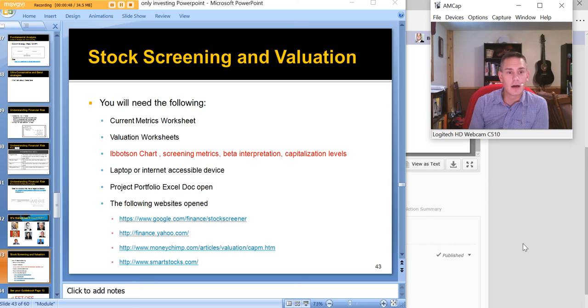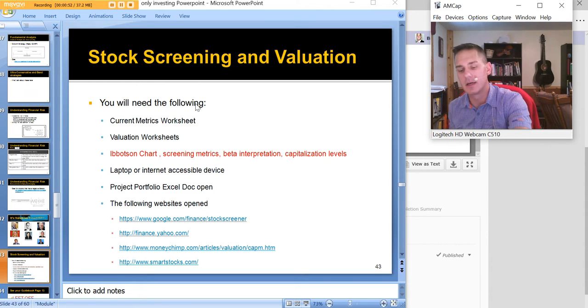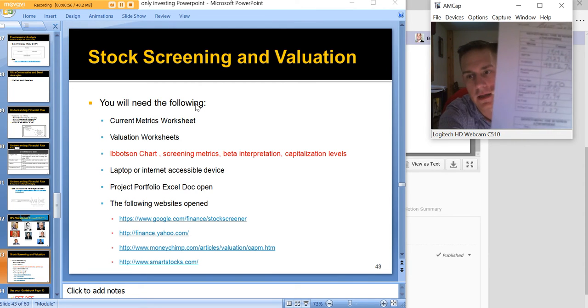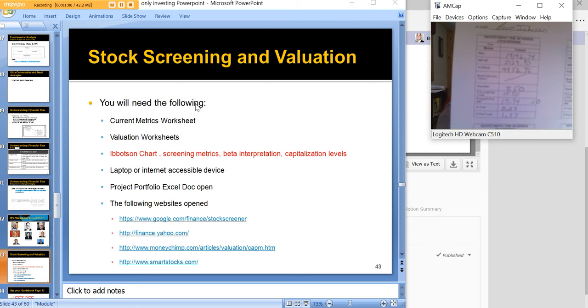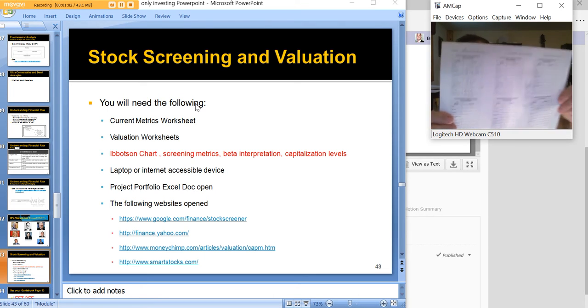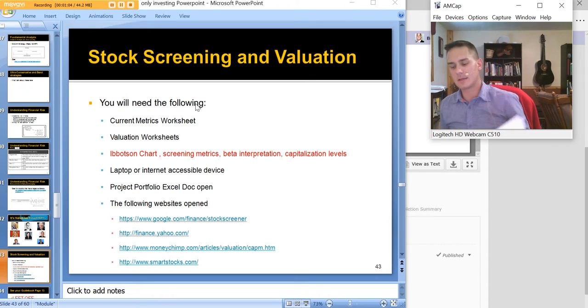You will need, again, that current metrics worksheet, which is the Wednesday after 4 p.m. one. You keep track of that. It looks like that. Sorry if that's a little fuzzy. Okay, that worksheet, you'll need that with the current metrics here lately.